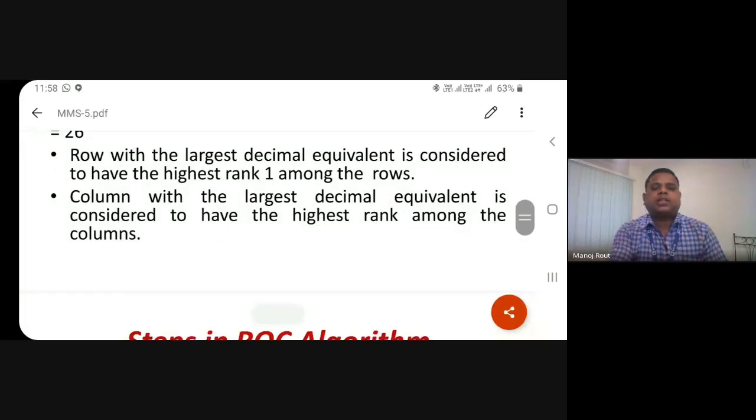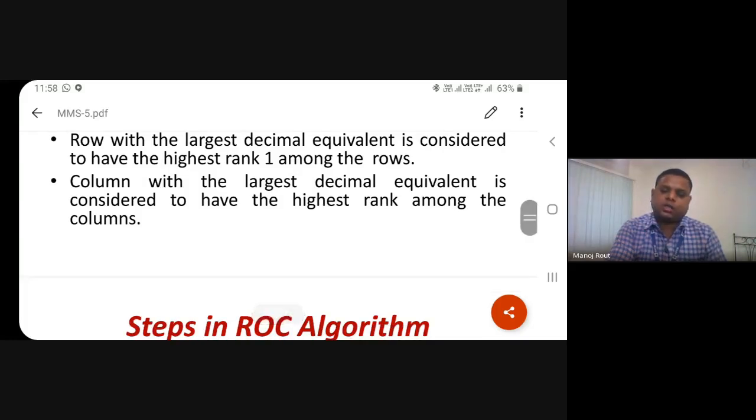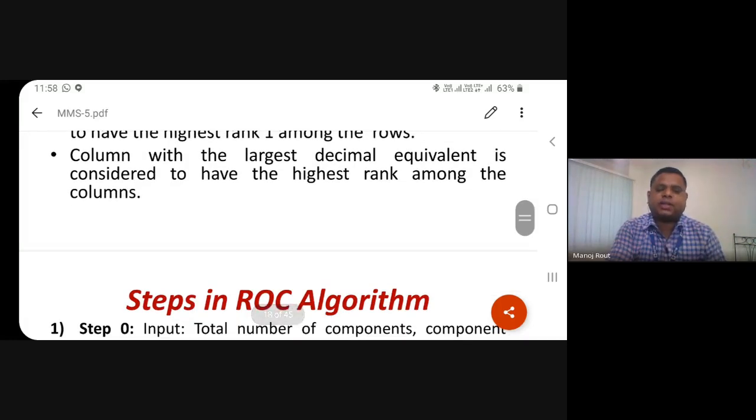So from this, the row with the largest decimal equivalent is considered to have the highest rank, rank 1 among the rows, and the column with the largest decimal value is considered to have the highest rank among the columns. That value should be considered for the arrangement of machines, tools, and equipment on the shop floor, in manufacturing. You can take the example of automotive units, or large integrated organizations where they practice good manufacturing practice. As I told, in good manufacturing practice, the most important thing is line balancing, or your assembly line.